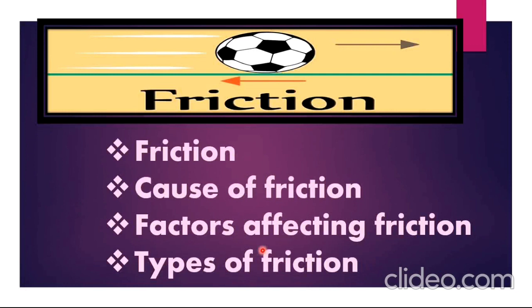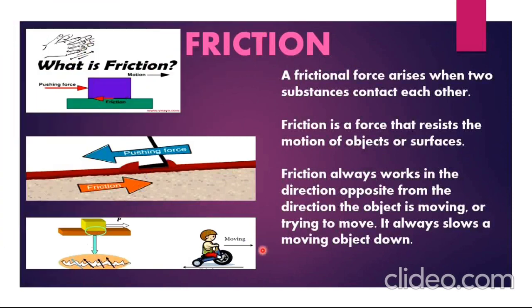So in today's class we will be learning what friction is, the cause of friction, factors affecting friction and types of friction. The force which always opposes the motion of one body over another body in contact with it is called the frictional force. Resistance to motion caused by one surface rubbing against another is also called friction.